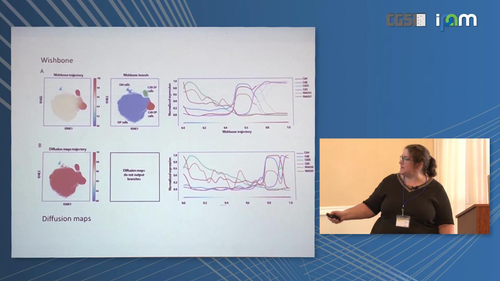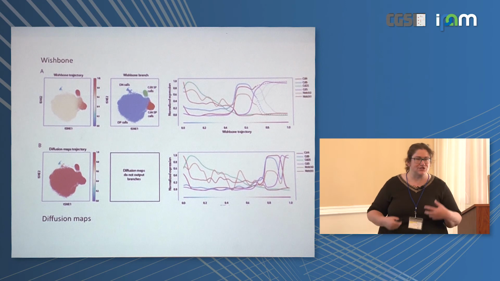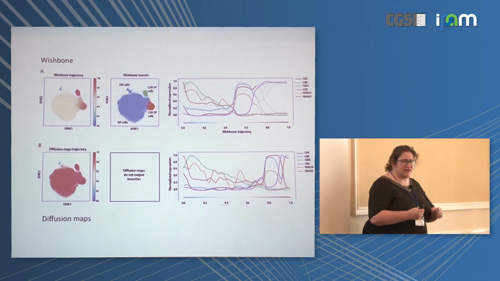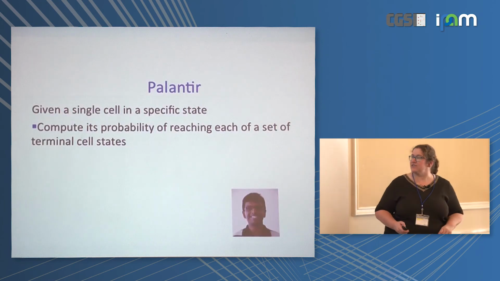Again, diffusion maps alone aren't good enough. They are a little bit messy. You don't get the bifurcation. But once you have the diffusion maps to get you the general structure, you can use these waypoints and these disagreements to get a very, very fine structure.